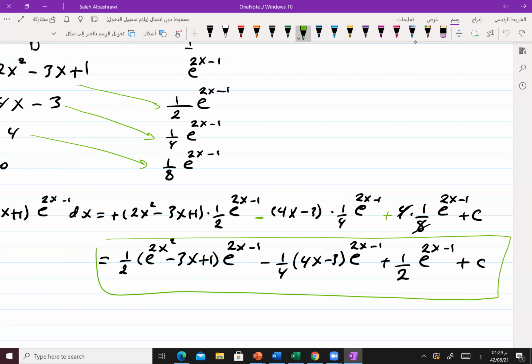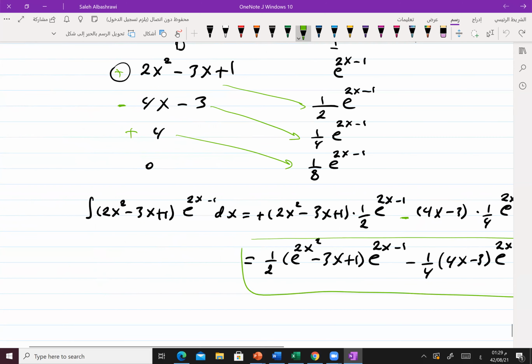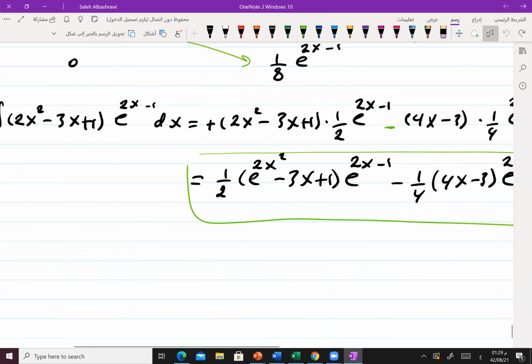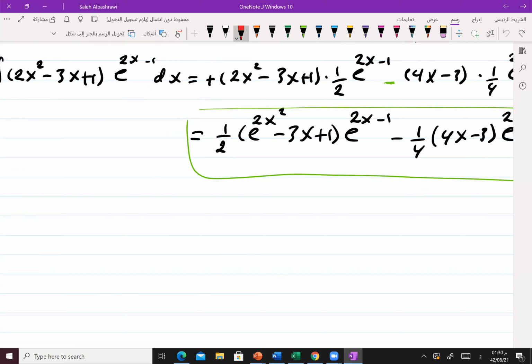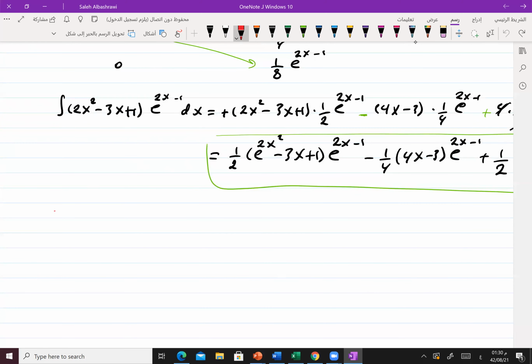Take one more. Number 3. Integrate x squared minus 5x plus 1 multiplied by cosine 3x dx. Each time if you have polynomial multiplied by another function, try to apply the tabular method. Repeated integration by part.